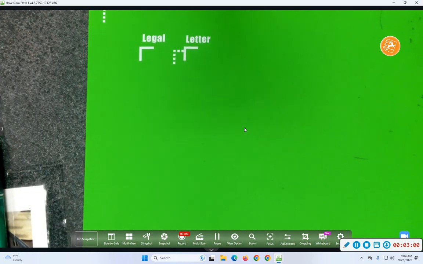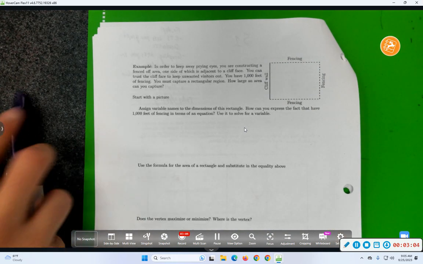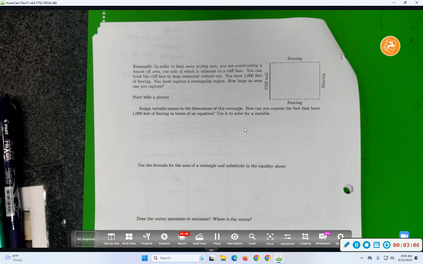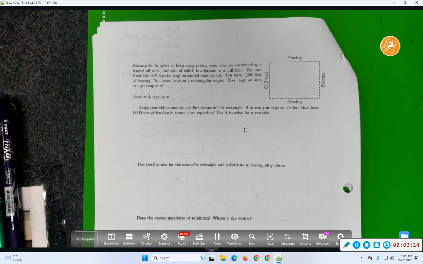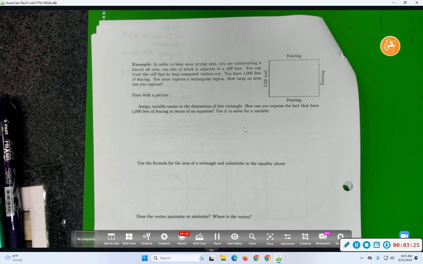So, here is an example of using this formula to optimize. Here's a long-winded setup. In order to keep away prying eyes, you have some secret. You're constructing a fenced-off area, one side of which is adjacent to a cliff face. You don't need to fence off the cliff face, because if someone's going to climb something, they'll climb your fence anyway, not the cliff. You've got 1,000 feet of fencing, and you're going to enclose a rectangular region with this amount of fencing.